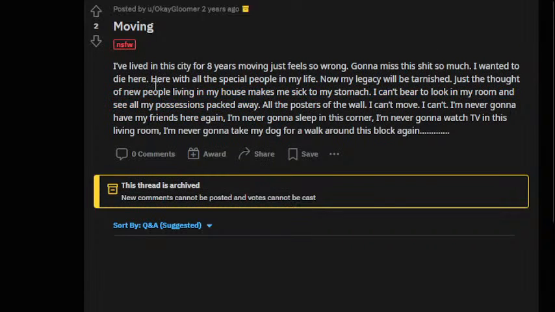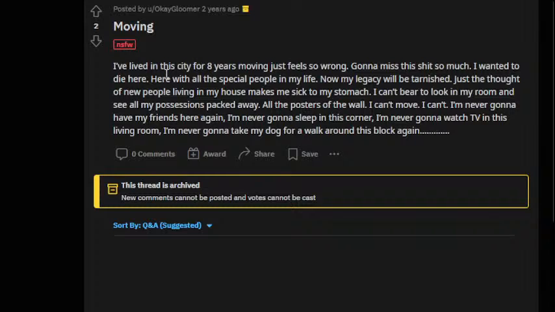The rest of it was sad. Just the thought of new people living in my house makes me sick to my stomach. I can't bear to look in my room and see all of my possessions packed away. All the posters on my wall. I can't move all the posters off the wall is what I meant to say.